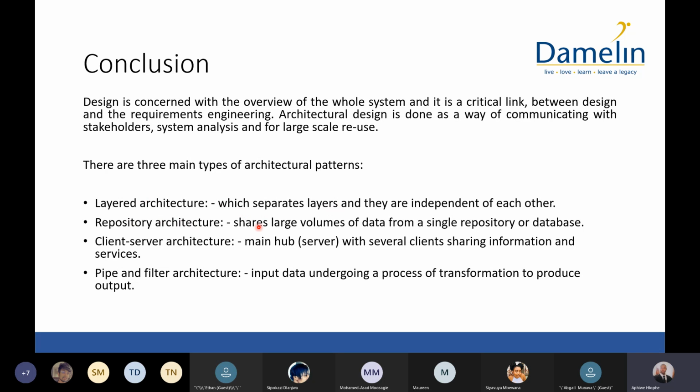Then we have the repository architecture, where there's a shared or large volume of data that is shared in a single database or repository. Then we have the client-server architecture, which forms part of this layered architecture. It's just that it's going to be two-tier architecture, the client and the server, where there's a main hub, which is a server with several clients sharing information and services. And then lastly, we have the pipe and filter architecture, inputs data undergoing a process of transformation to produce outputs.